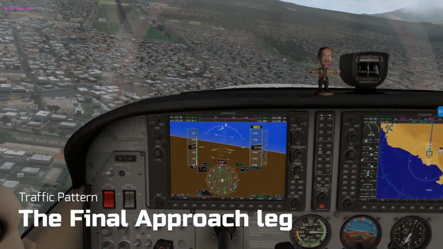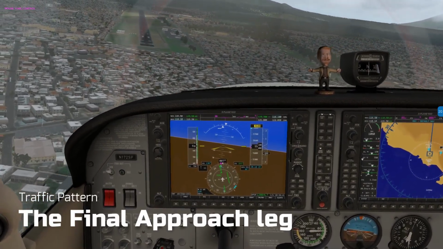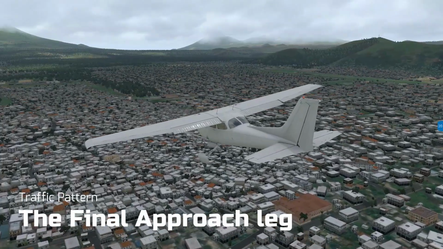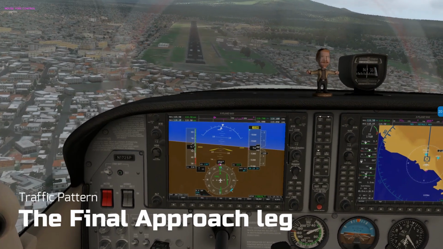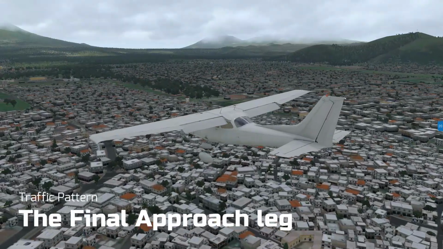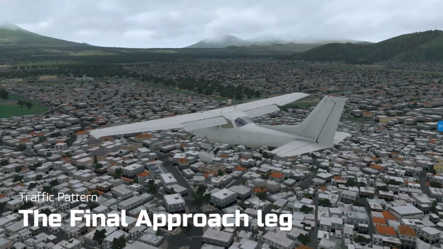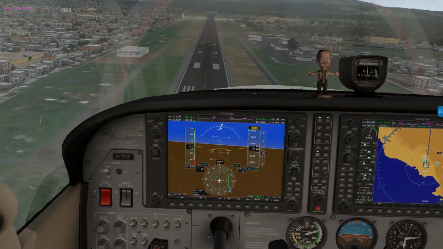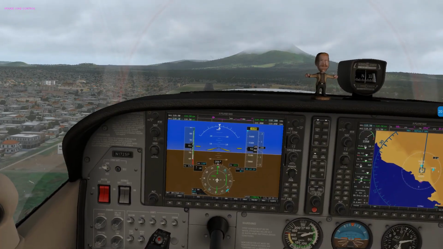Okay, we are high and fast. Can we make it? Let me put some flaps and see. Okay, maintaining 60 knots. We are very high. Can we make it? Can we? Nope. We are aborting the landing. We are going around. We are too high.